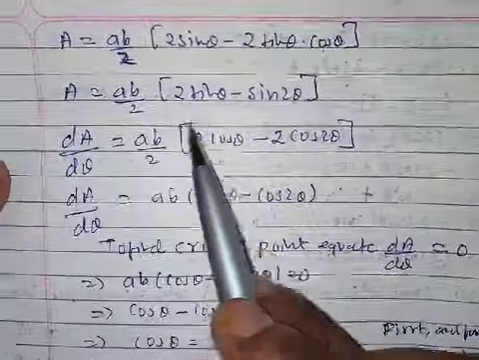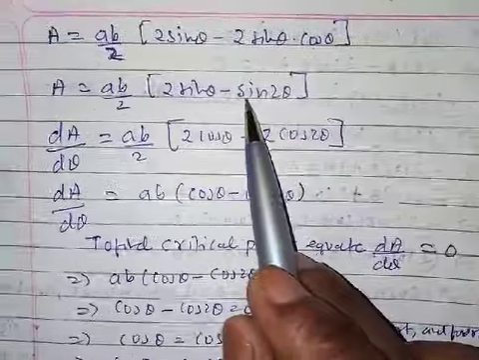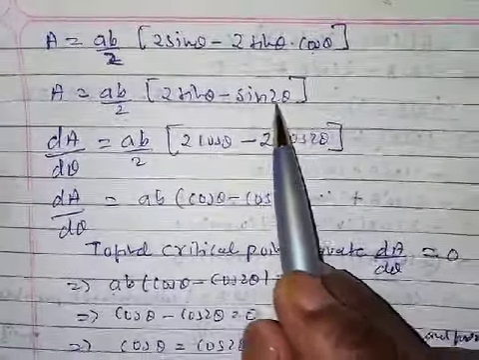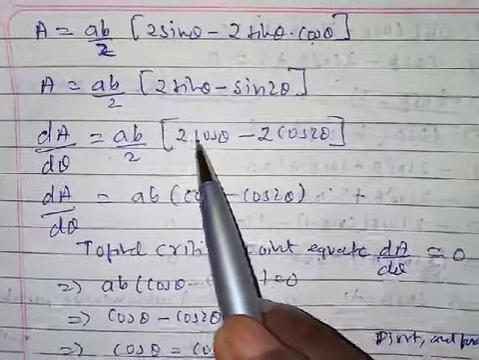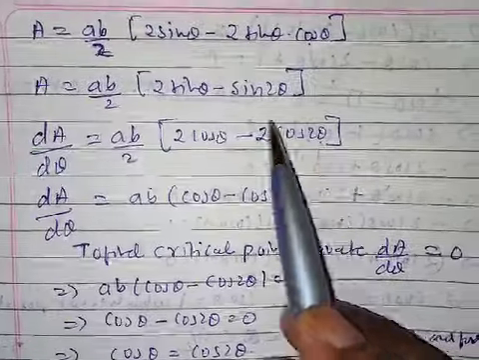If we take the derivative of it, dA by d theta, this is a constant. What's the derivative of sin theta? It is cos theta. What is the derivative of sin 2 theta? It is cos 2 theta, but with the derivative of 2 theta, it is 2. So it becomes 2 cos theta minus 2 cos 2 theta. Understood how we got it here?